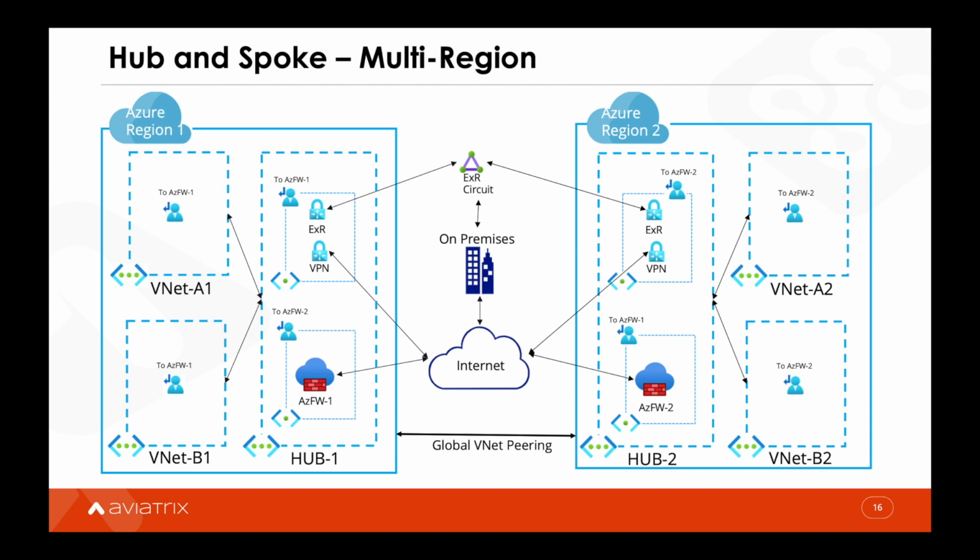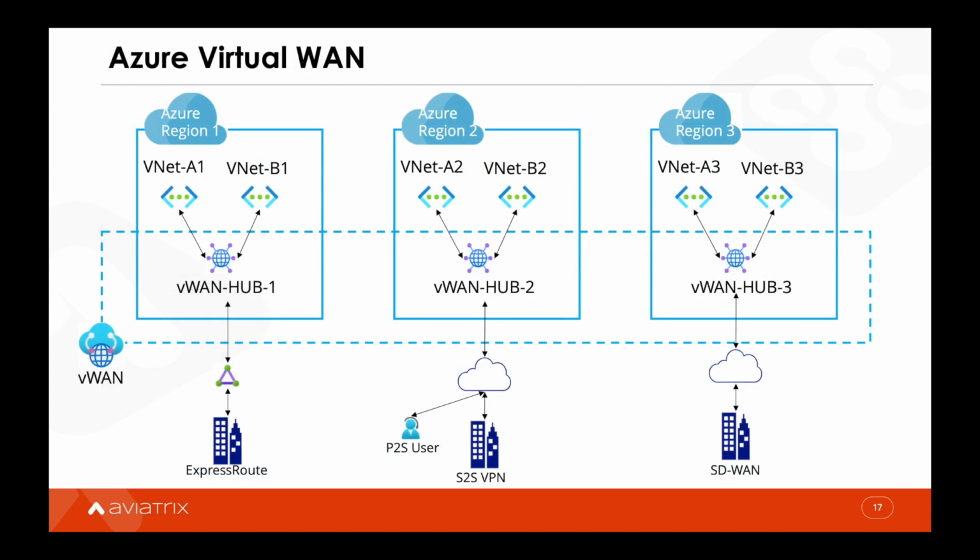In order to solve these challenges, Microsoft came up with a new service called Azure Virtual WAN in 2018. And what Azure Virtual WAN is, it is a global mesh of managed hub virtual networks that provides any-to-any connectivity across all entities connected to those hubs. These entities can be virtual networks, can be site-to-site VPN branches, can be ExpressRoute branches. They can be remote users connected via point-to-site, and it can also be branches connected through SD-WAN devices.